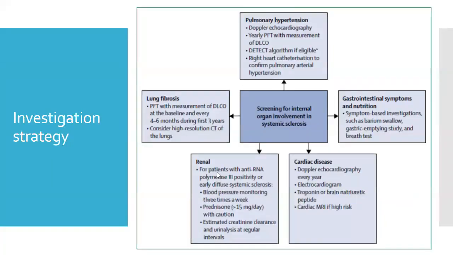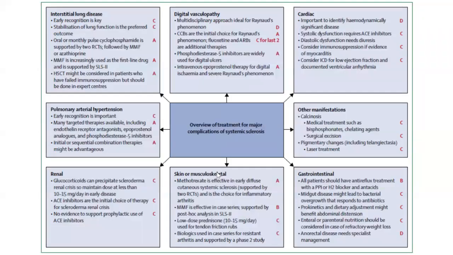Overall investigation strategy looks into different organ involvement. So looking for pulmonary hypertension, fibrosis, looking for GI symptoms, looking for evidence of cardiac and renal disease. And in terms of overall treatment approaches, again, depending on which organ system is involved, your treatment is going to be directed against those systems.